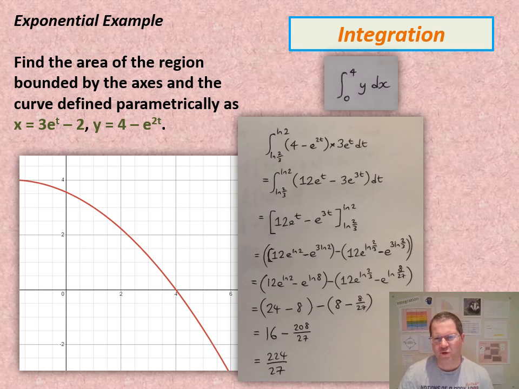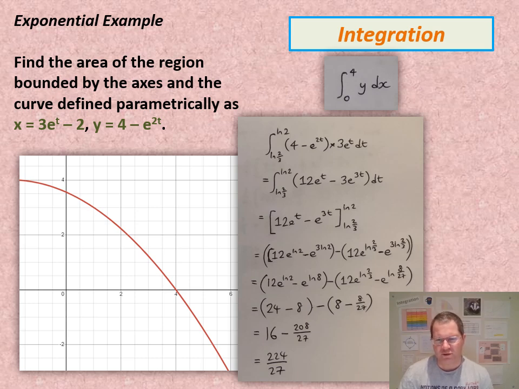So multiplying 4 minus e to the 2t by 3e to the t gives us 12e to the t minus 3e to the 3t. e to the 3t because we're adding our indices, 2t and t. When we integrate it, we get 12e to the t minus e to the 3t. And then we substitute in our limits, 12e to the ln 2 minus e to the 3 ln 2, take away 12e to the ln 2/3 minus e to the 3 ln 2/3.